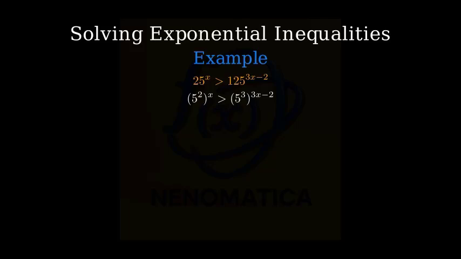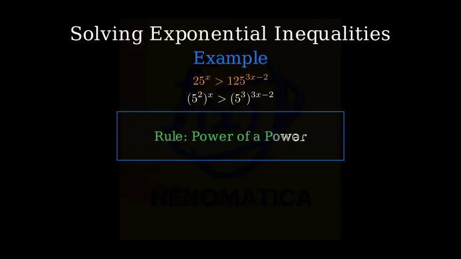Now, we need to simplify the expression using the power of a power rule. This rule states that when we have a power raised to another power, we multiply the exponents. So for the left side, 5 squared to the power of x becomes 5 to the power of 2x. Similarly, for the right side, 5 cubed to the power of 3x minus 2 becomes 5 to the power of 3 times the quantity 3x minus 2, which simplifies to 5 to the power of 9x minus 6. Now we have the same base, 5, on both sides.